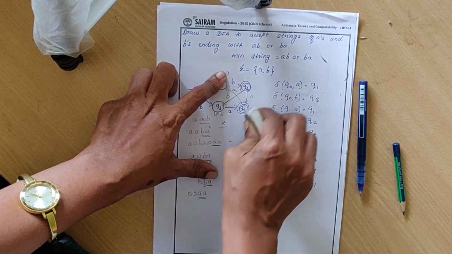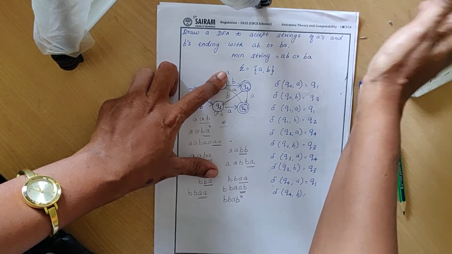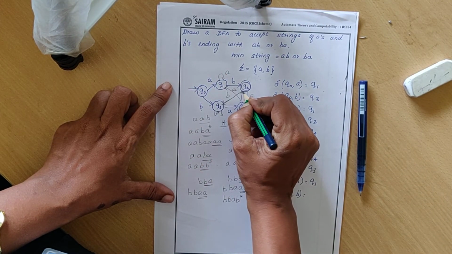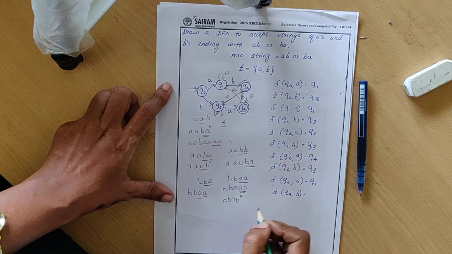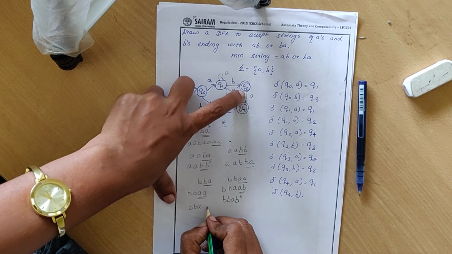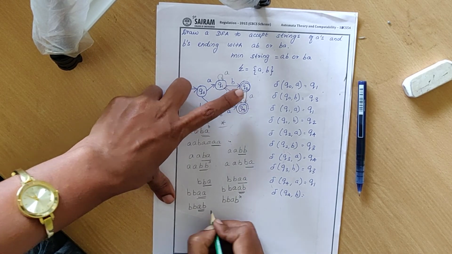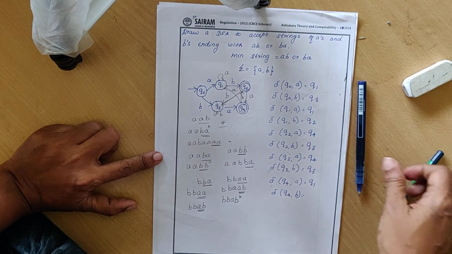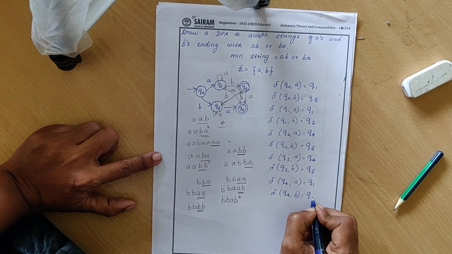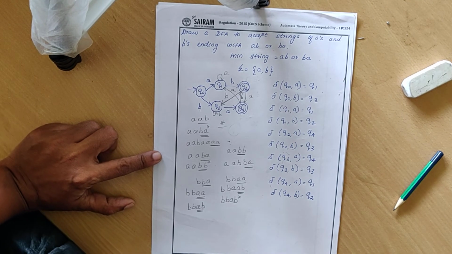So I have to move to the previous state. When I move to the previous state, higher priority is given to the final state. I'll check here. I'll write the string B, A, B. I have reached my final state and it is ending with AB. So this marking is correct. So Q4 comma B is Q2.